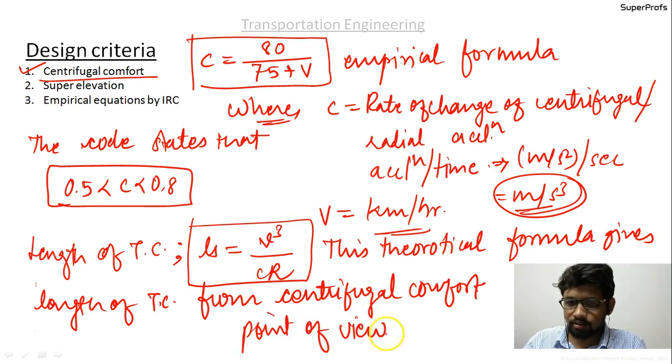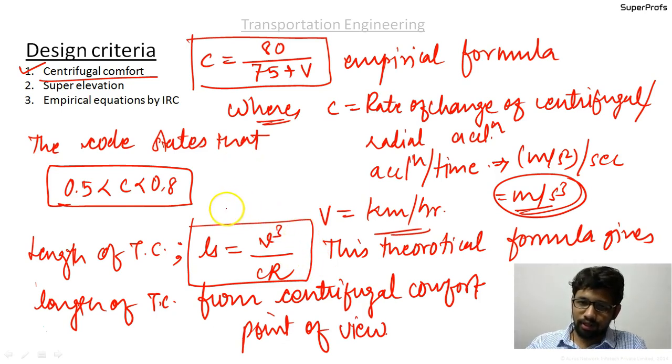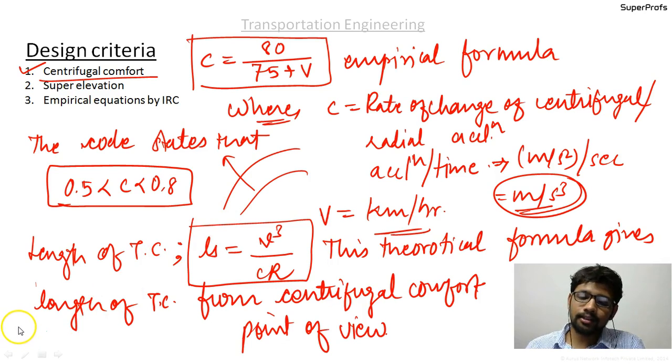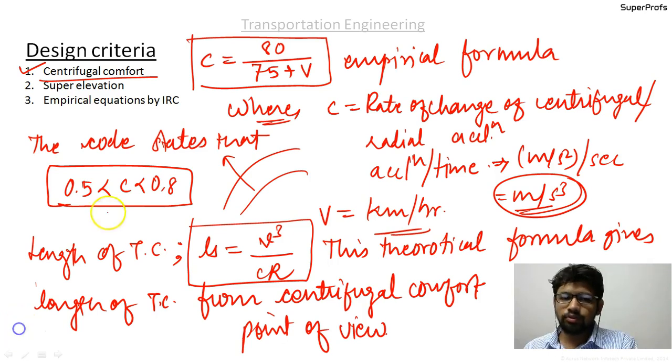I hope you understand the meaning of centrifugal comfort. Whenever there is a horizontal curve, there is an outward centrifugal force, and the greater the centrifugal force, the greater the loss in comfort. To take account of that, this is the formula that gives the length of the transition curve. We will now move on to the next design criteria, that is super elevation.